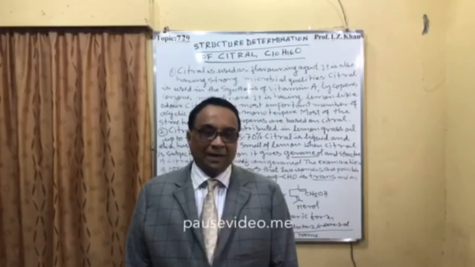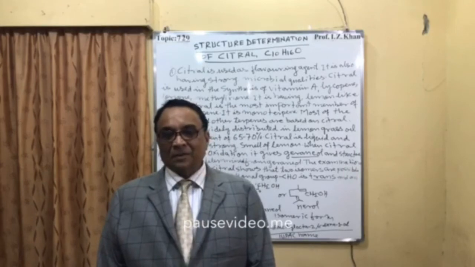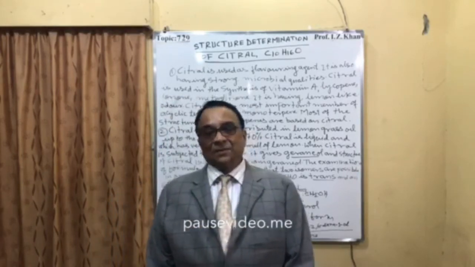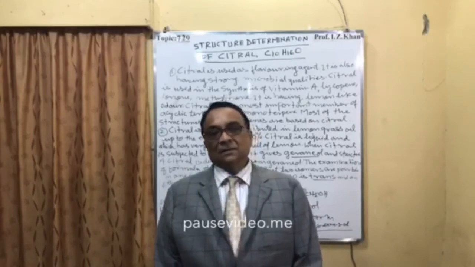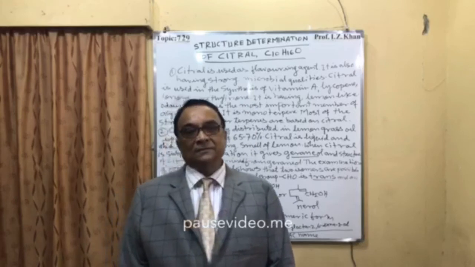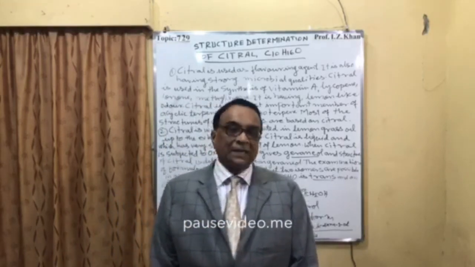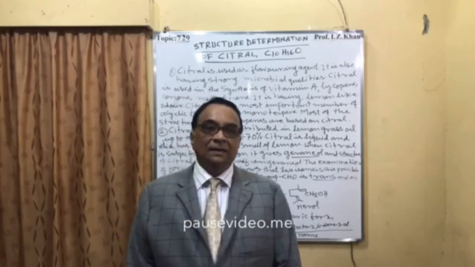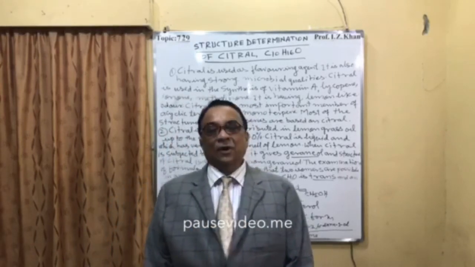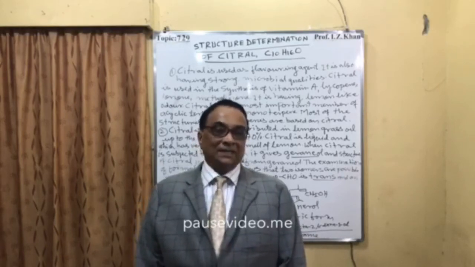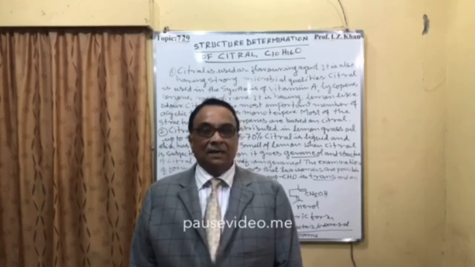So I will continue the structure determination of citral in the next lecture, where I am going to give some reactions. On the basis of reactions, we will be establishing the presence of two double bonds, the presence of the aldehyde, and the location of the aldehyde in citral, and that formula we will be satisfying, that is C10H16O. Thank you very much for watching the lecture.